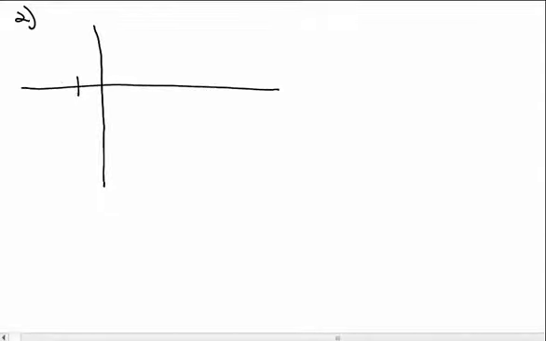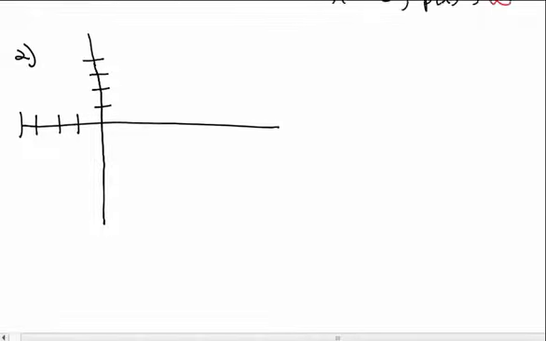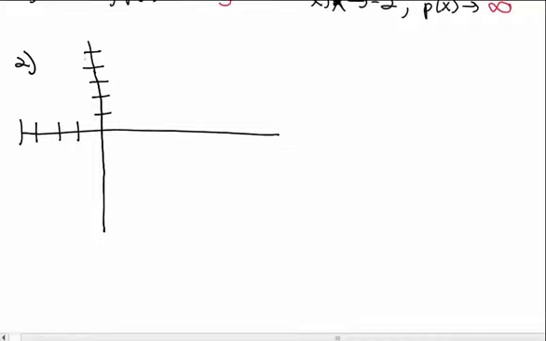So we're going to go 4 to the left. We're going to go 3 up. Actually, let's go 5 up. And we'll go 5 down. And we'll go 6 to the right. Maybe 7.